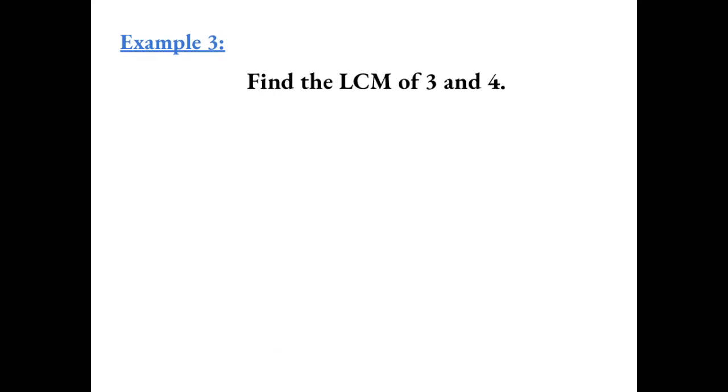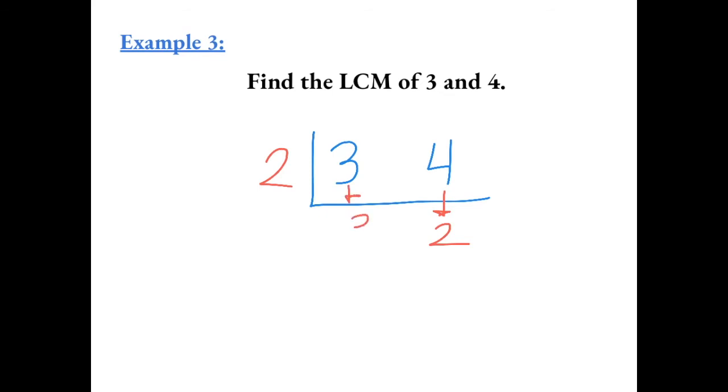Find the LCM, or least common multiple, of 3 and 4. We can use the ladder method for this as well. First we write the numbers side by side. We draw an L around them for the ladder method. Now 3 and 4 don't have a prime number in common that goes into both of them, so we can break up one of them by the prime number 2. 4 can be broken up by 2 and it becomes 2. We're just going to bring down the 3.